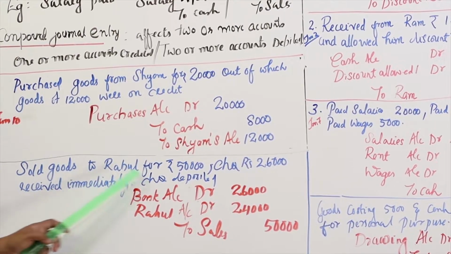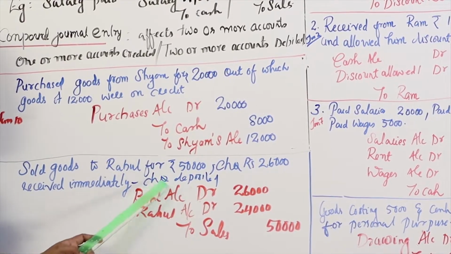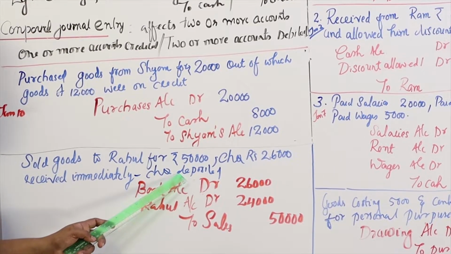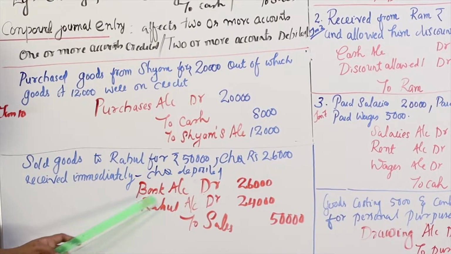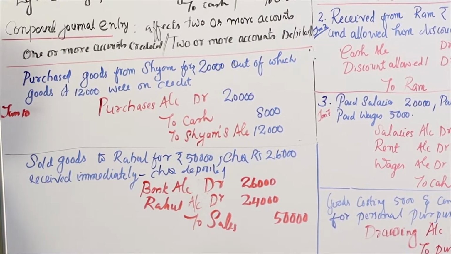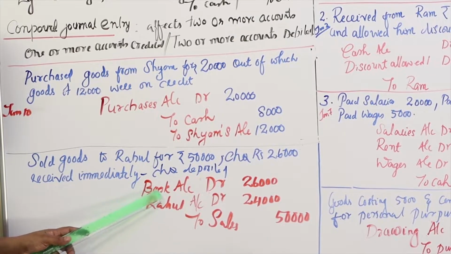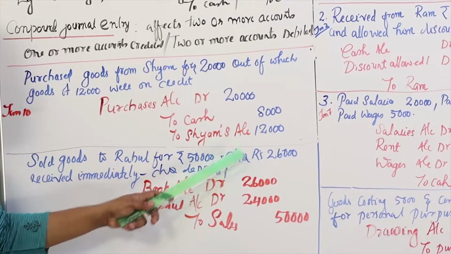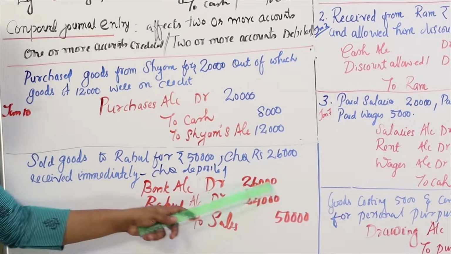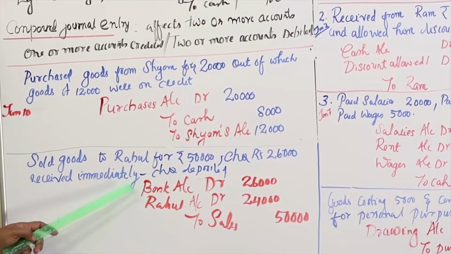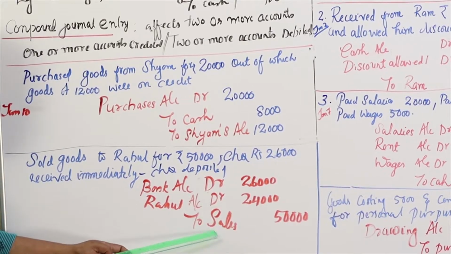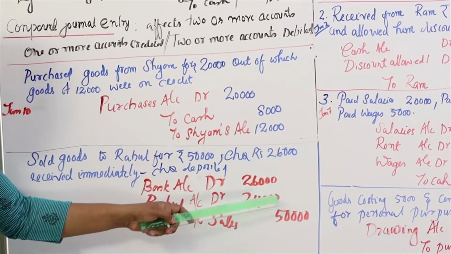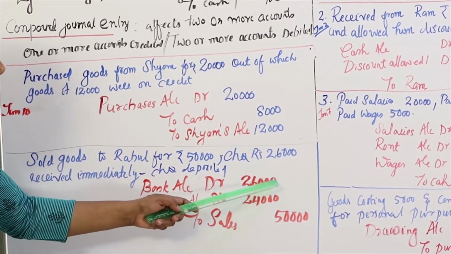So here bank is increasing, because we deposited the cheque on the same day. If we are not depositing on the same day, we will debit cheque in hand. But here we have deposited already. So bank account debit, we have to debit because bank is increasing, 26,000. Then the receivable from Rahul 24,000. So total sales 50,000. See, here this amount is the total of these two.